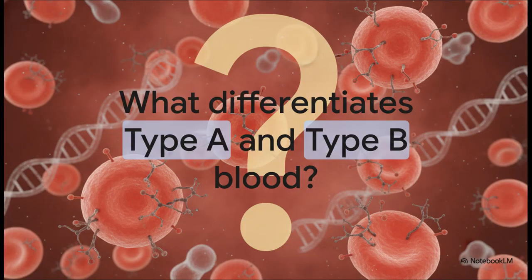We hear these letters all the time, right? Type A, type B, type O. But what exactly is the difference between them? It's not just some random category on a medical chart. If you were to literally shrink down to a microscopic size, what physical differences would you actually see on the surface of a blood cell?